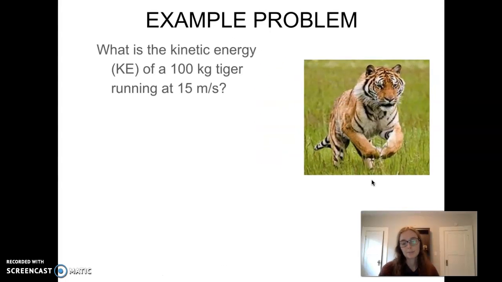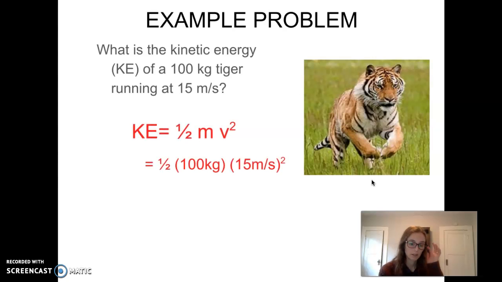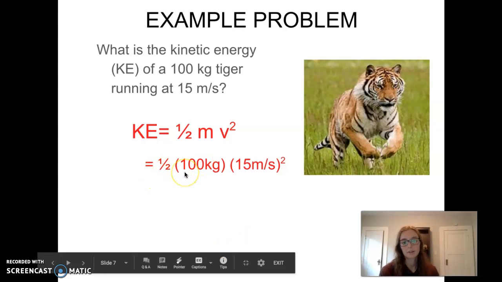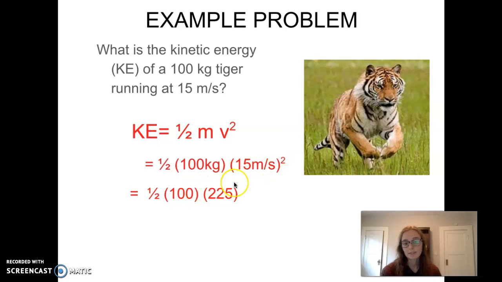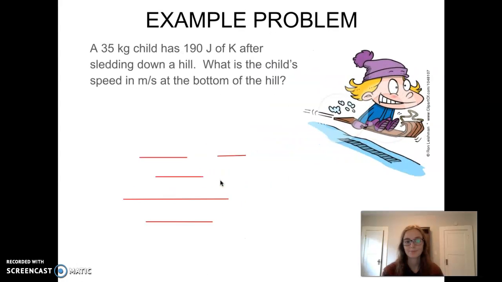So our first example problem that we're going to use our equation for is: what is the kinetic energy of a 100 kilogram tiger running at 15 meters per second? Of course, we read our straight across equation. We start putting our numbers in. So half times 100 kilograms times 15 meters per second squared. I like doing everything in parentheses. And so my final answer there would be 11,250 joules. Don't forget your units.